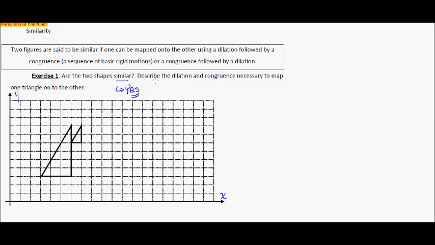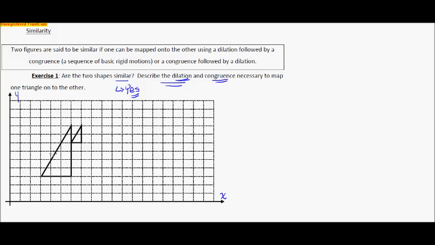And in order to prove that, we have to do this part as well, though. We can't just guesstimate. We can't just say, oh yeah, they look about the same shape. We have to describe a dilation and a congruence that is going to map one to the other. So let's do it this way.